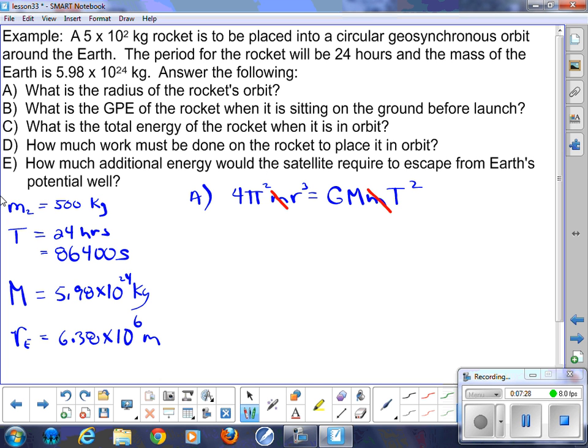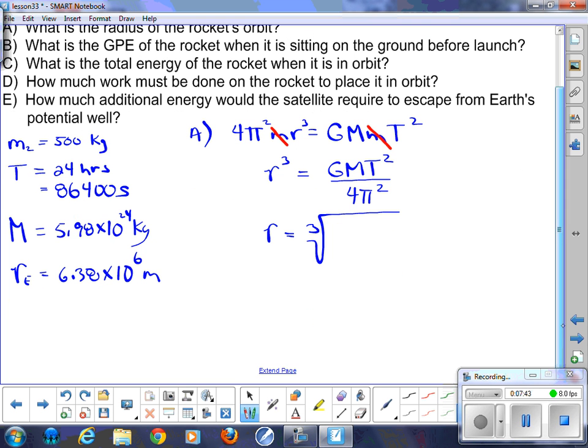So before I put all the big numbers in, I'm just going to isolate for R cubed. So I'm going to divide both sides by 4 pi squared. And what I'm looking for is the cube root of GM T squared over 4 pi squared. So that'll give me the radius of this particular rocket's orbit. And you'll notice the mass of the rocket plays no role.